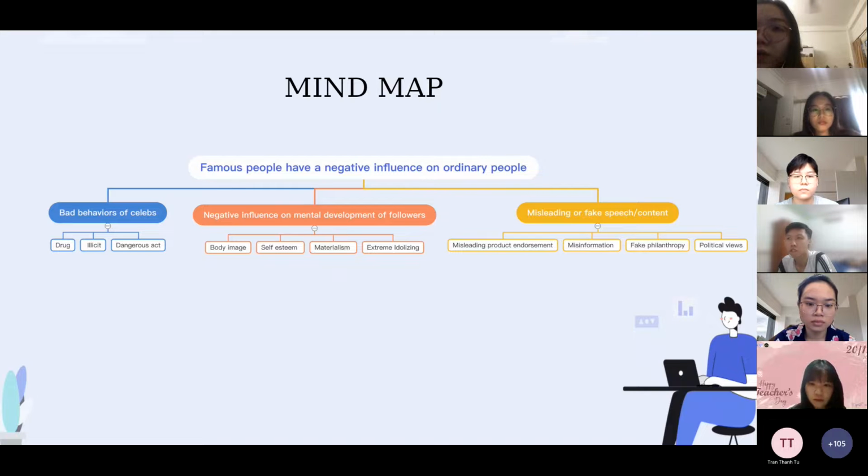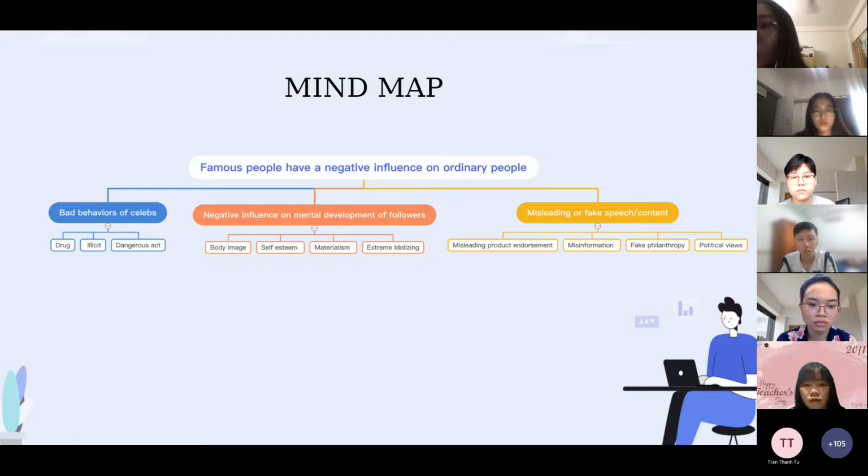For the negative influence on the mental development, we have more to discuss about. First is about the way that other people perceive their body or their body image. Next is the development of self-esteem. And we also have their changing the perspective of the public on materialism. And of course, the extreme idolizing or almost to the verge of obsession.